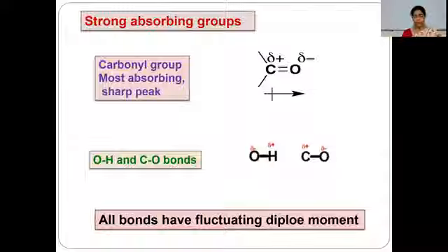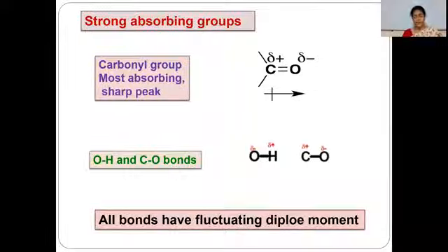For example, the carbonyl group. In the carbonyl group, oxygen is electronegative. It has the tendency to withdraw electrons. That's why it has a partial negative charge and carbon has a partial positive charge. This bond is polar. Because of the polarity, when this bond vibrates, there is a change in the fluctuating dipole moment and it shows maximum absorption in the IR region and a sharp peak in the IR spectrum.